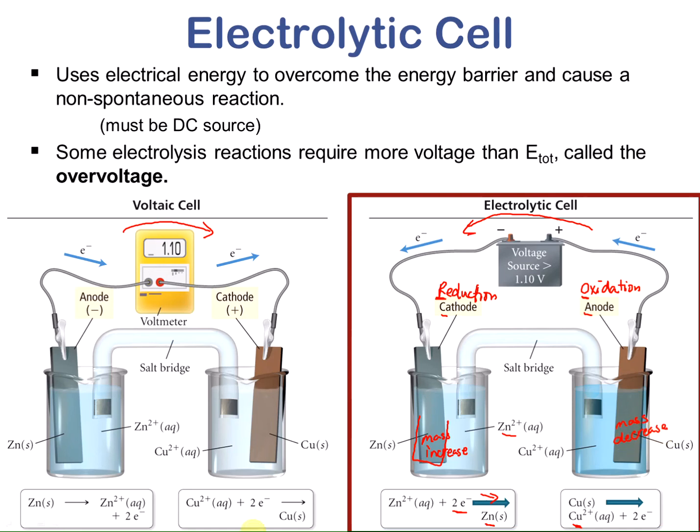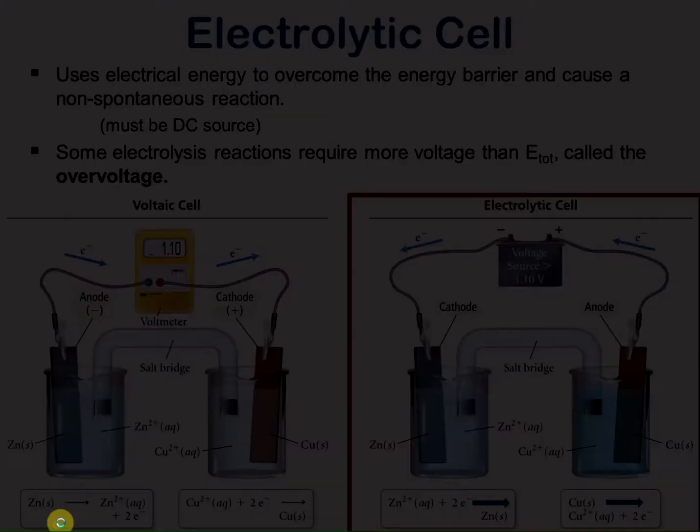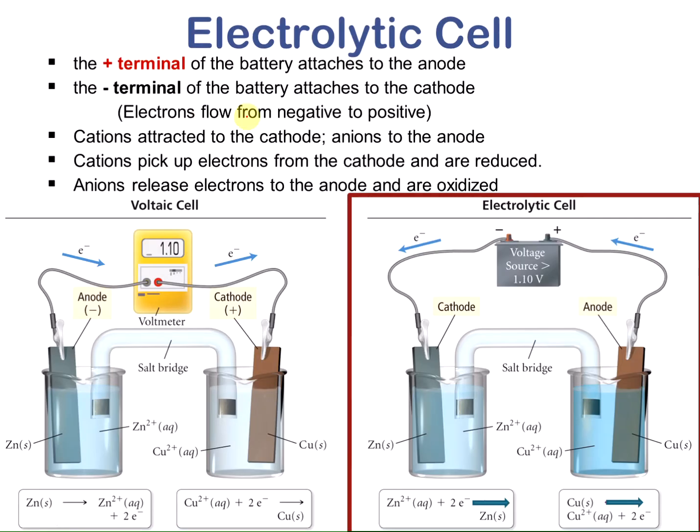So let's take a look at that again on another cell. We're going to break this down again. So in an electrolytic cell, so remember, electrolytic cell differs from the voltaic cell in where we have to add energy in to make the electron go in the opposite direction.